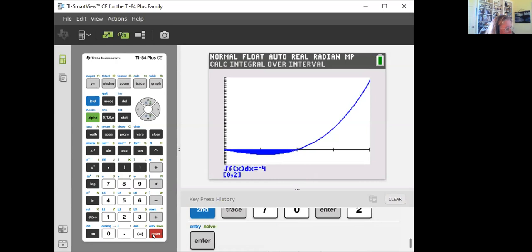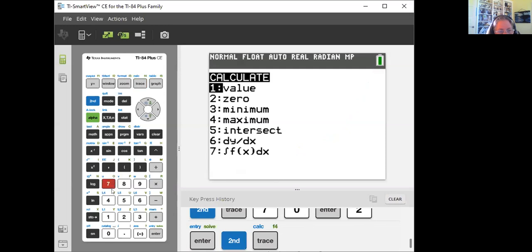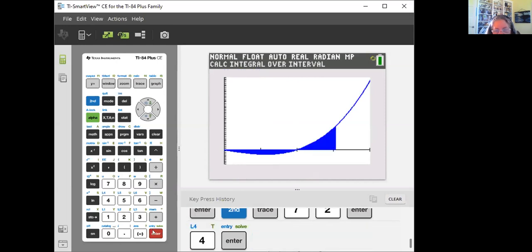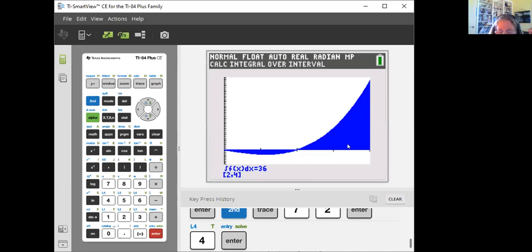is negative 4, but I don't care about the negative sign. I just know that there's 4 units underneath that area. So that would be the first piece. Keep that in mind. That's 4. And now we're going to do another integral from 2 to 4. Lower limit 2, upper limit 4. Okay, so this particular area is 36. So if I add the two pieces together, 36 plus 4 is 40. So the area underneath that curve is 40.